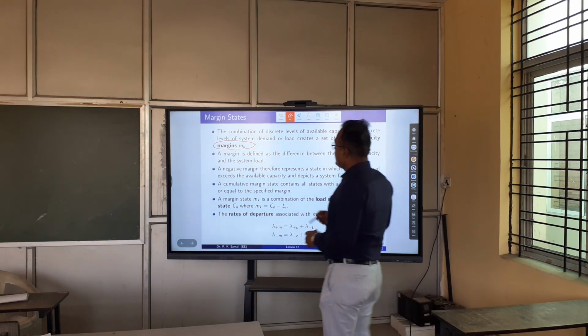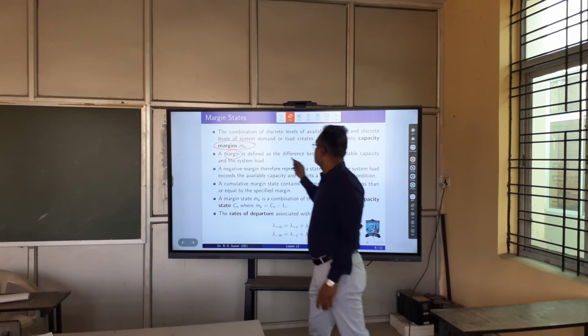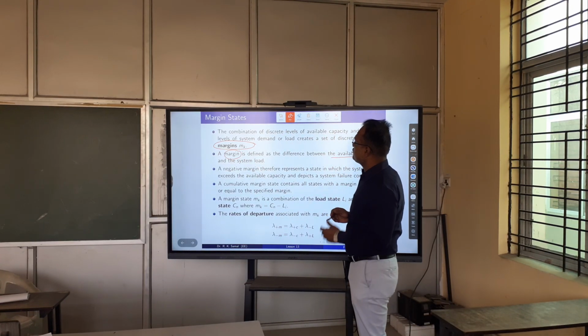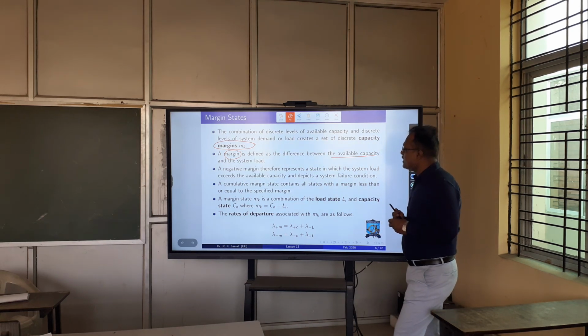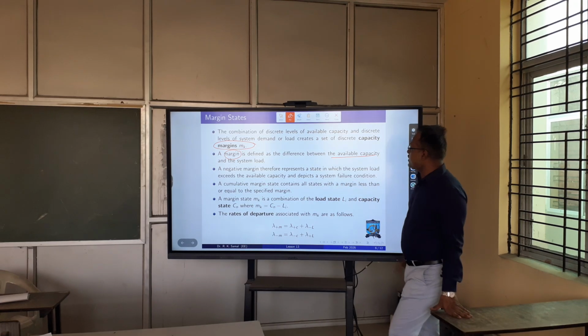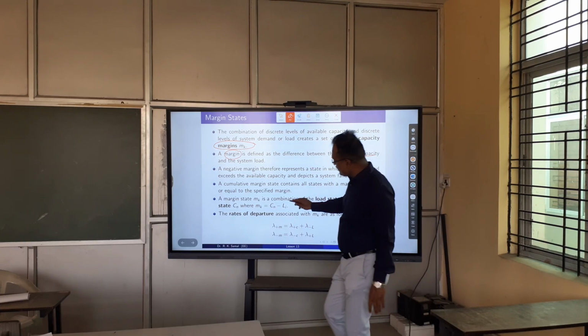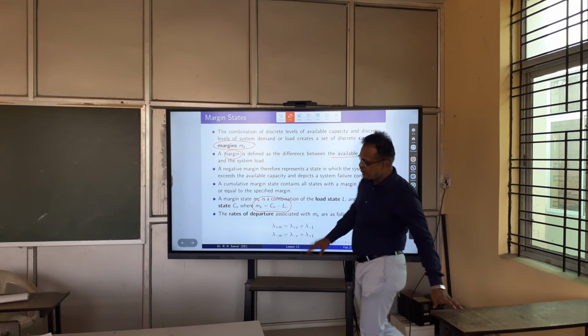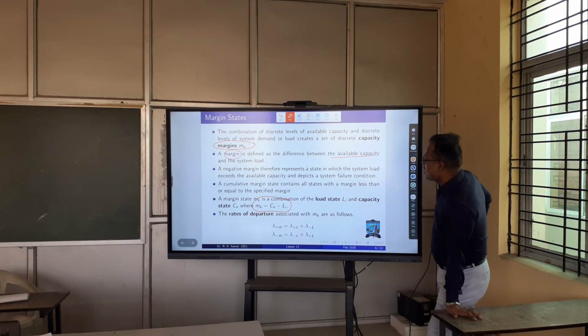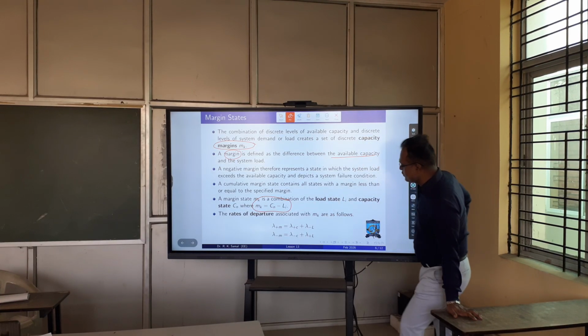So what is the margin? A margin is defined as the difference between the available capacity and the system load. A negative margin represents the state in which the system load exceeds the available capacity and depicts the system failure condition. A cumulative margin state contains all the states with margin less than or equal to a given value. A margin state Nk is a combination of the load state Li and capacity state Cn. You just write this equation: Nk = Cn - Li. Just write the equation. The rates of departure associated with the margin state are as follows.